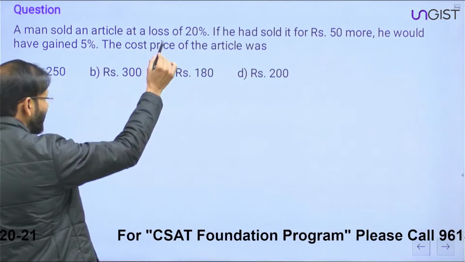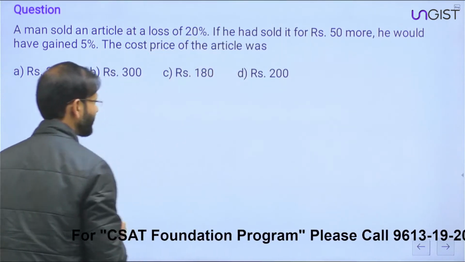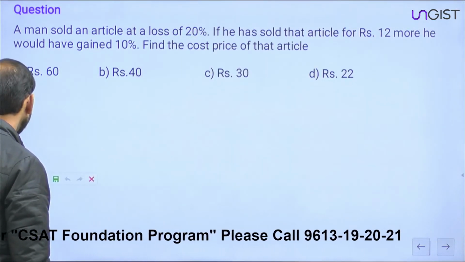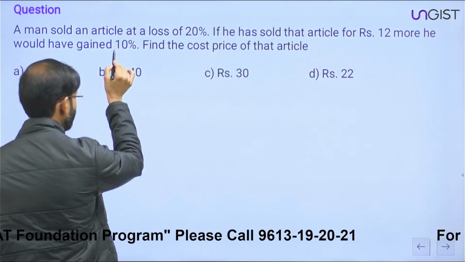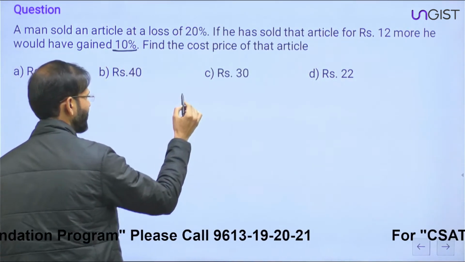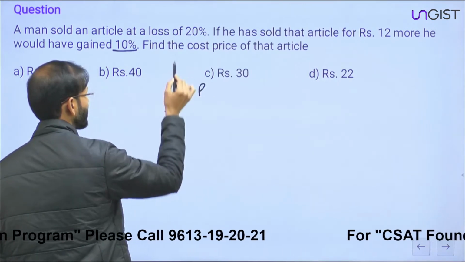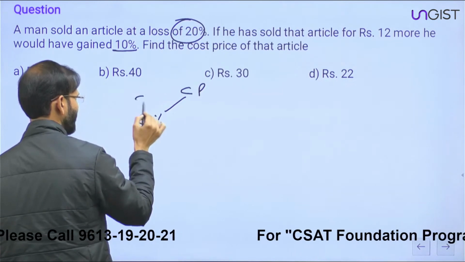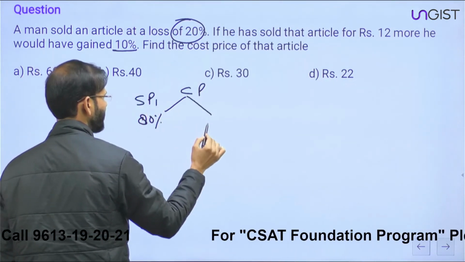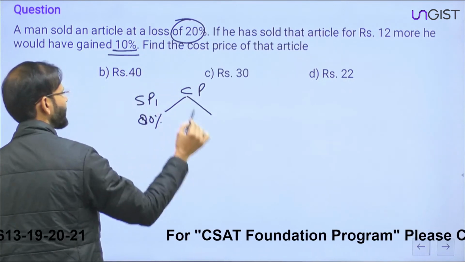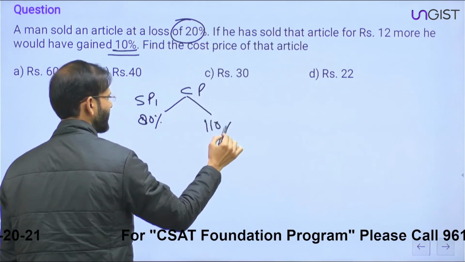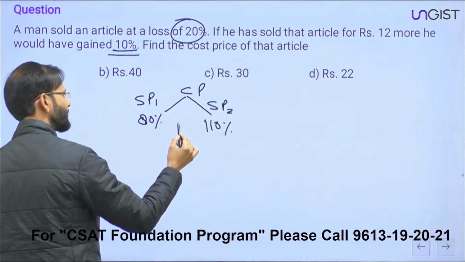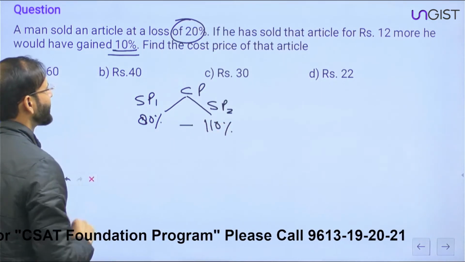Question is a man sold an article at a loss of 20%. If he had sold it for ₹50 more, he would have gained 10%, obviously profit, fine. So this is CP. So 20% loss, so first SP is 80% of the CP, right? And second SP is 110% of the CP. Difference is what? Difference is 30%, right?